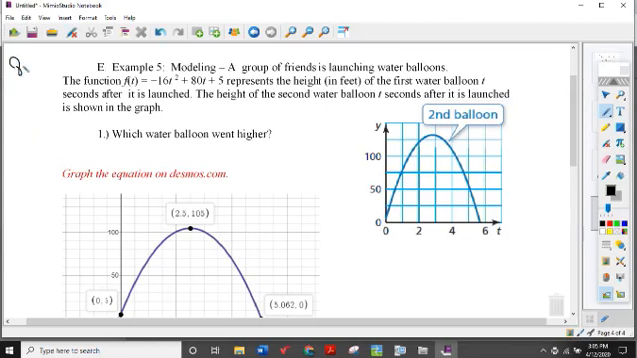So this is part 3 of your 8.3 notes, graphing ax squared plus bx plus c. I totally forgot about example number 5.